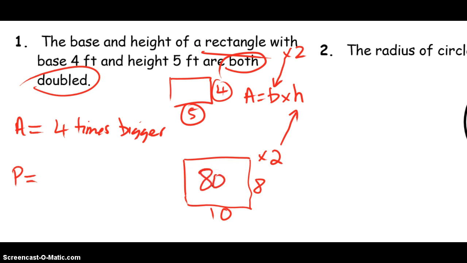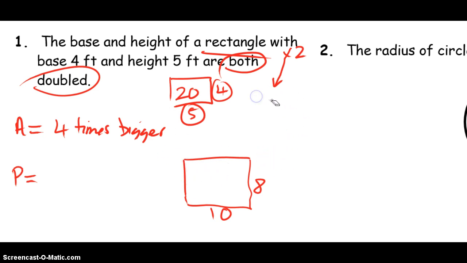And the original area was 5 times 4, which is 20 feet squared. How many times bigger is 80 than 20? Well, it's 4 times bigger. So that's another way to get to the answer, and you may or may not like that method of trying to figure it out.